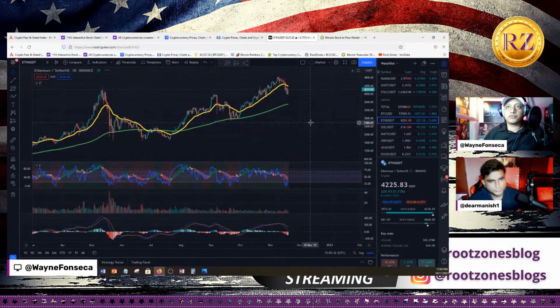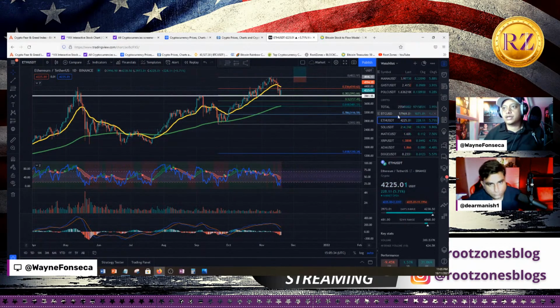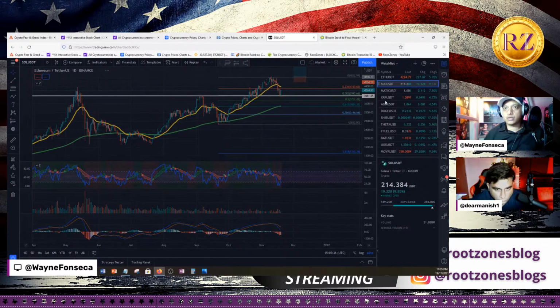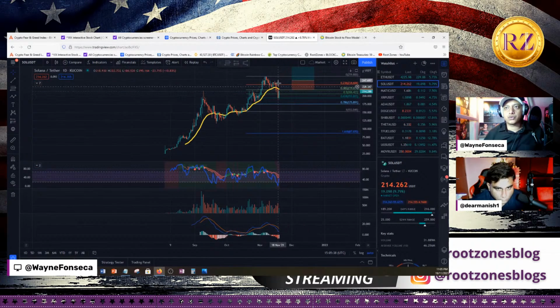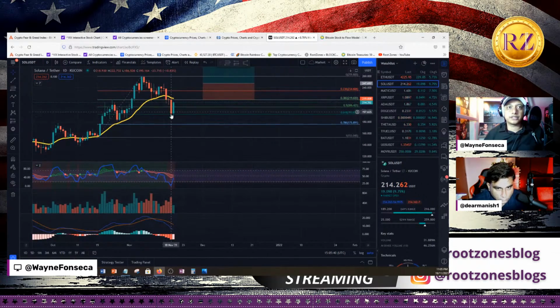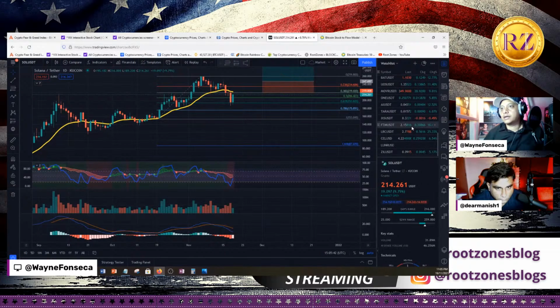So Ethereum also, you can see a similar pattern, right? So they model, as well as Solana. Solana took a big hit, but it's also climbing back up. So you can see a nice green candle there coming up.